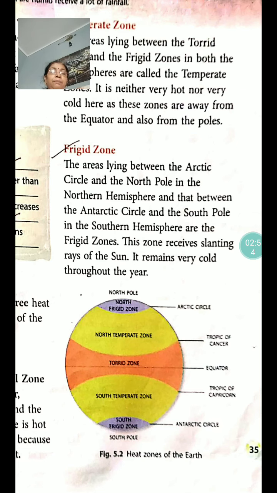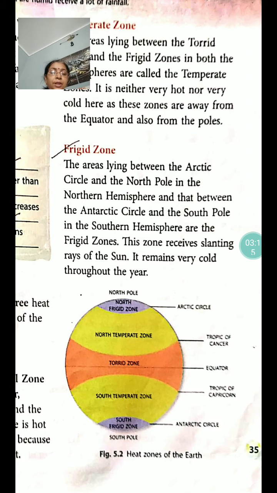So, the places which are near the poles, the North Pole and the South Pole, are in the frigid zones. This zone receives slanting rays of the sun. It remains very cold throughout the year.